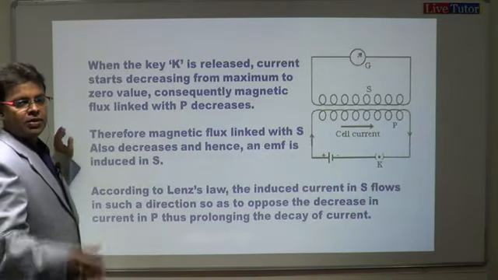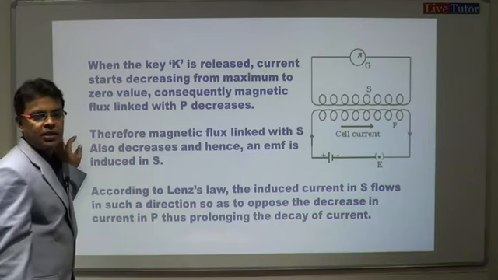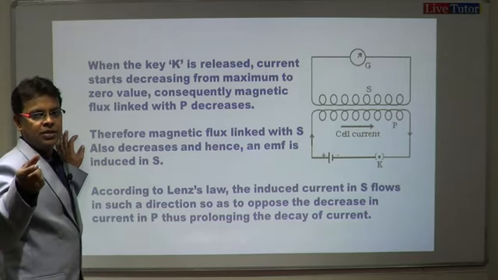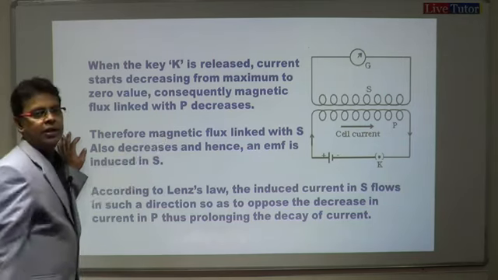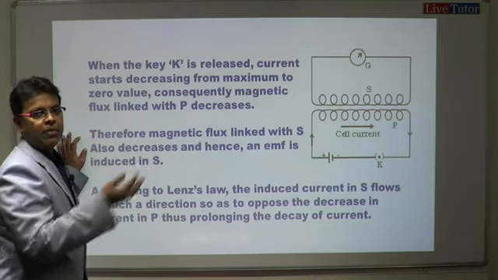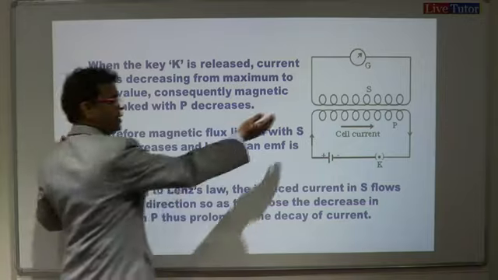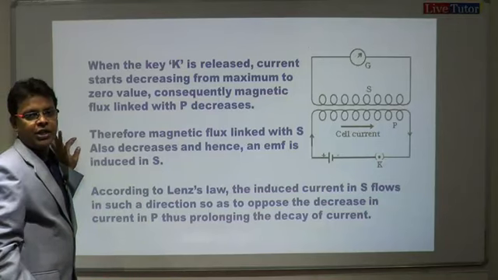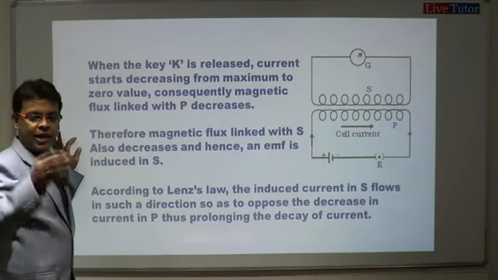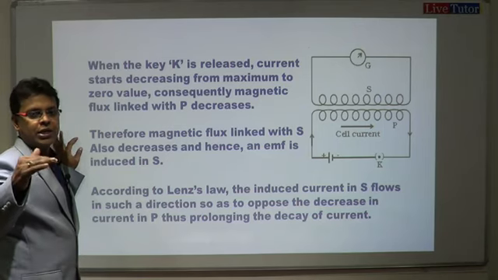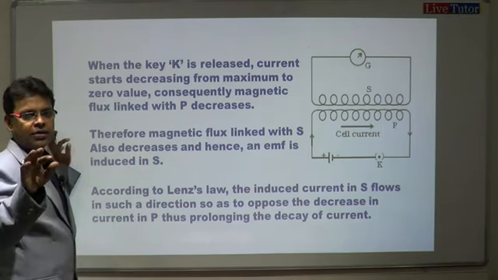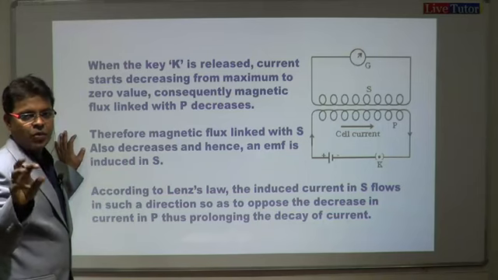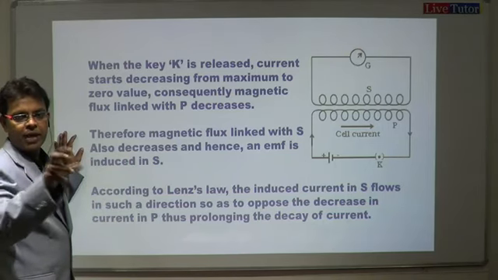Similarly, just as the current increased, what happens when we remove the key? The current goes from maximum to 0. So this is also a change. As the current goes from maximum to 0, again the magnetic flux linked with the primary coil decreases. So this effect can be seen in the neighboring secondary coil also, so that the galvanometer will show a deflection in the opposite side. Again it will try to oppose the decay of current. Earlier it opposed the increase in the current. Now the induced EMF or induced current in the secondary coil will try to oppose the decay, that is the decrease of current from maximum to zero.